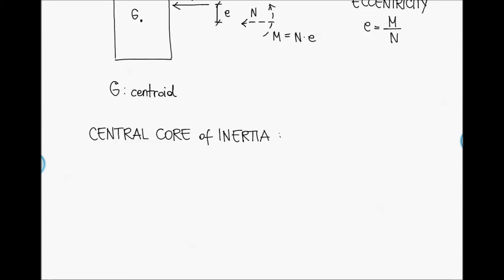The central core of inertia is the area within which the eccentric axial force falls in such a way that the neutral axis does not intersect the cross-section of the beam.